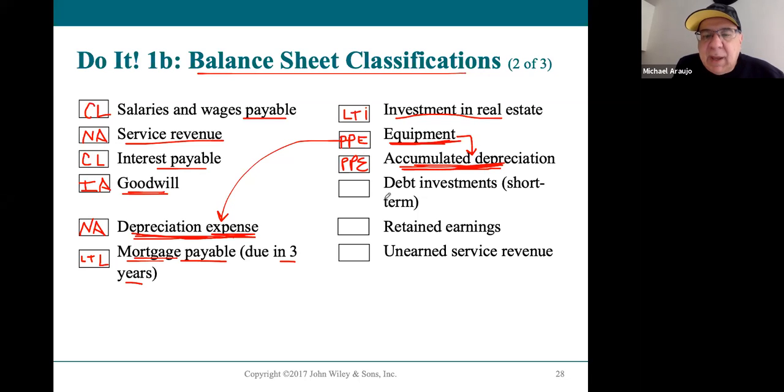Okay. Debt investments here, this is listed as debt investments short term. And I think we've seen this somewhere before. I'm pretty sure we have. Let's see. Trevor, are you here?